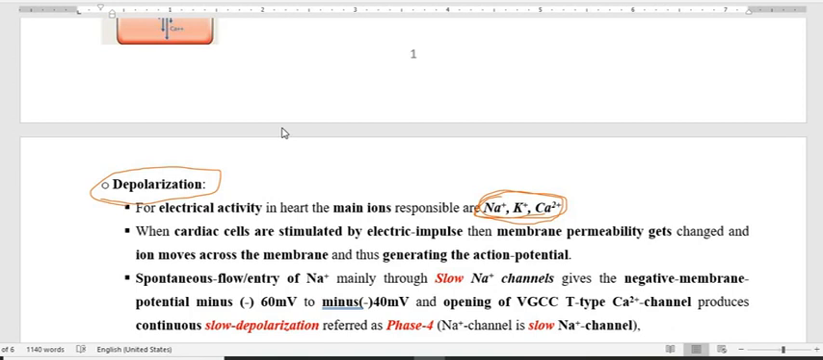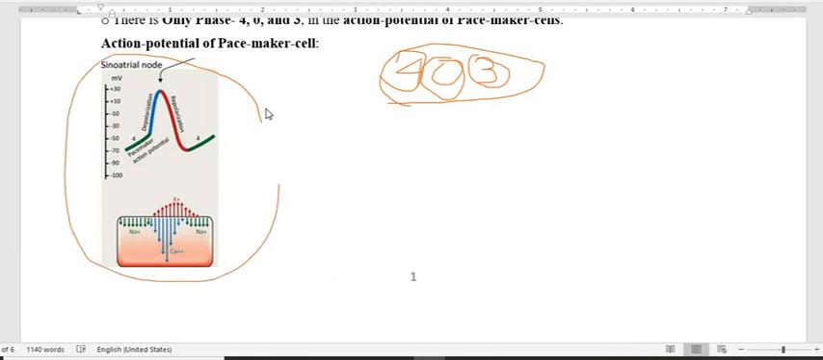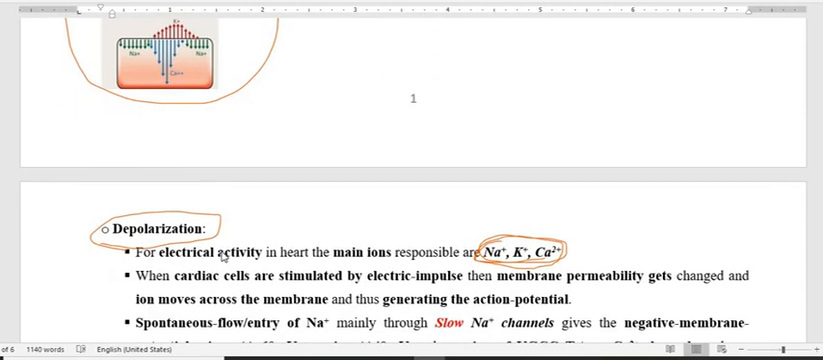So now we have to go through the depolarization of the pacemaker cell. As we already discussed, the pacemaker cell has only three types of phases: phase 4, phase 0, and phase 3. This is the SA node here, representing the SA node pacemaker. So first we have to go through the depolarization.